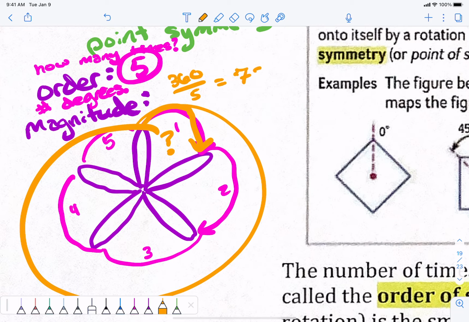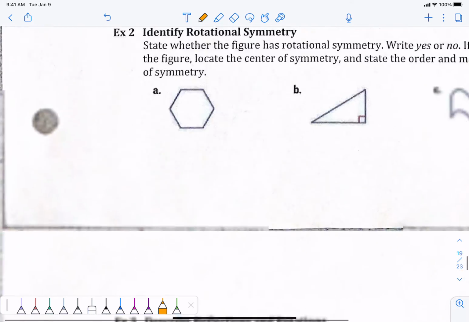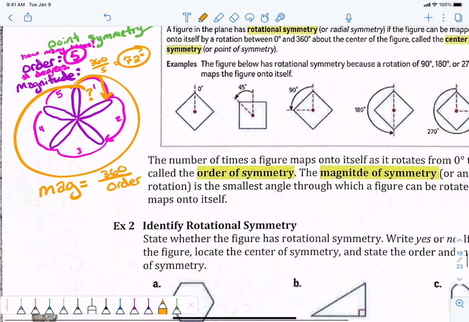And that is 72 degrees. So it's going to rotate 72 degrees before it maps on top of itself. So a little equation for magnitude: magnitude is equal to 360 divided by the order. Okay? And that's how you find the number of degrees. Good? So let's do one more example.